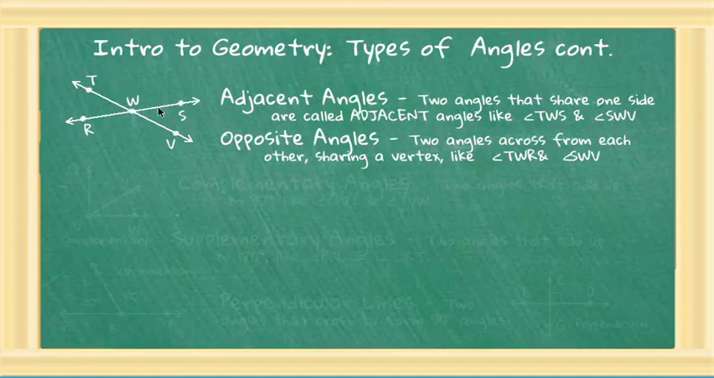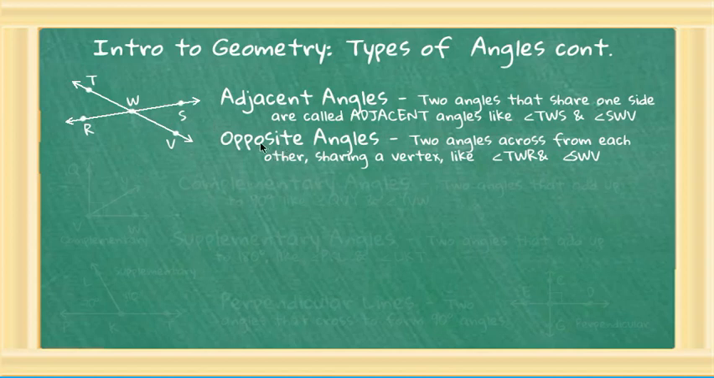So if I've got like an X shape, if I have two angles that share one side, we say they're adjacent. So TWS is one angle, and then SWV is another. Notice they share this ray that's in between them. So TWS and SWV are adjacent angles, okay?